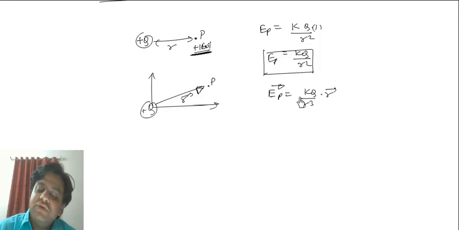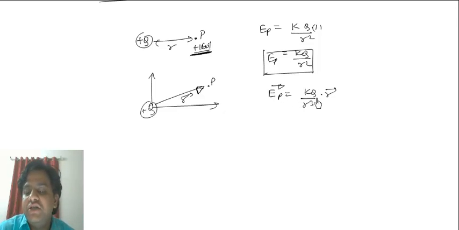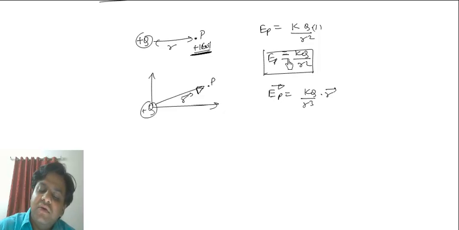So this was the electric field due to a point charge in vector form. Or if I want to find simply the magnitude of electric field, then I can find it by using the rule kq by r square, where r is the distance of the point P at which electric field has to be found.